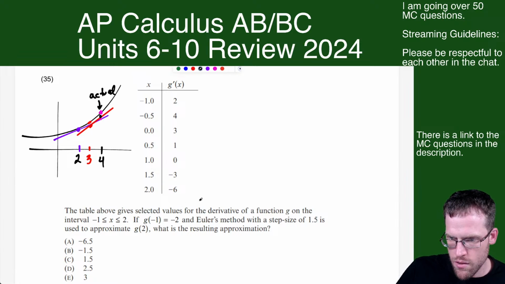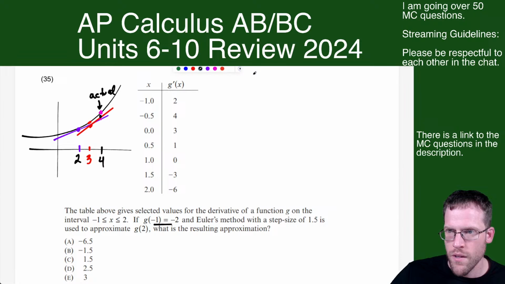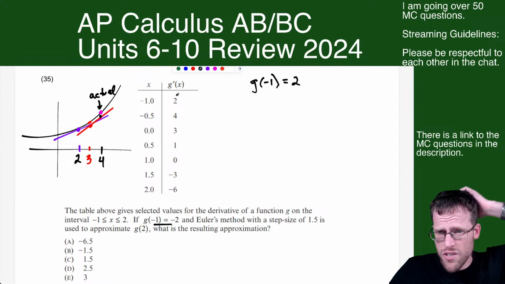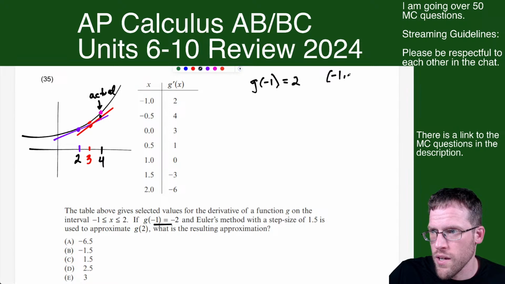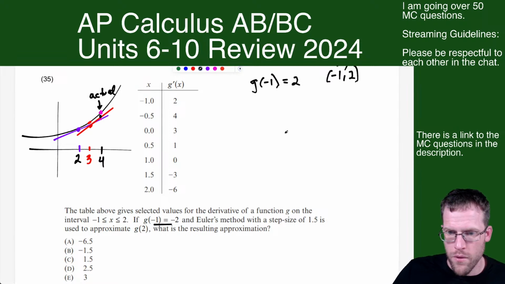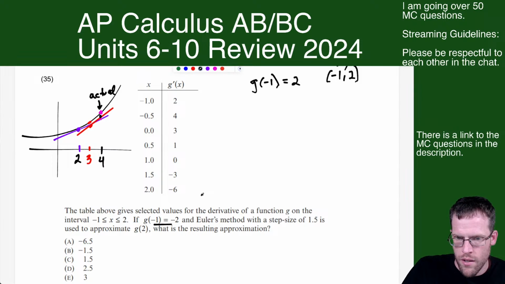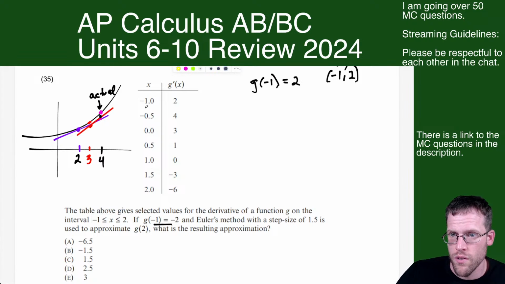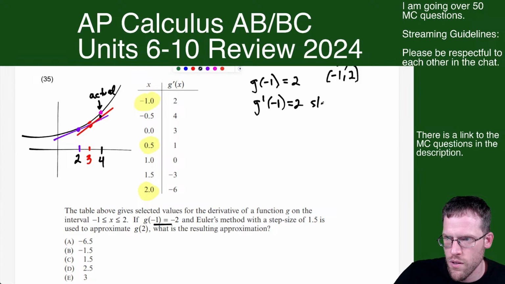So let's see. We're starting at g of -1. G of -1, they told us, is equal to 2. It's just a coincidence that g prime at -1 is 2. But this is starting at the point -1, 2. And we're using a step size of 1.5. So going from -1 plus 1.5 would give us 0.5 here. So these are the three significant locations. Now I have g prime of -1 is also 2. This is my slope.